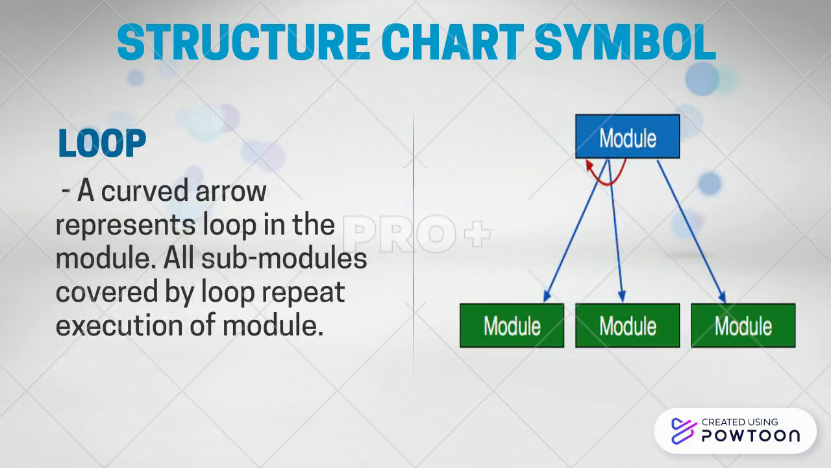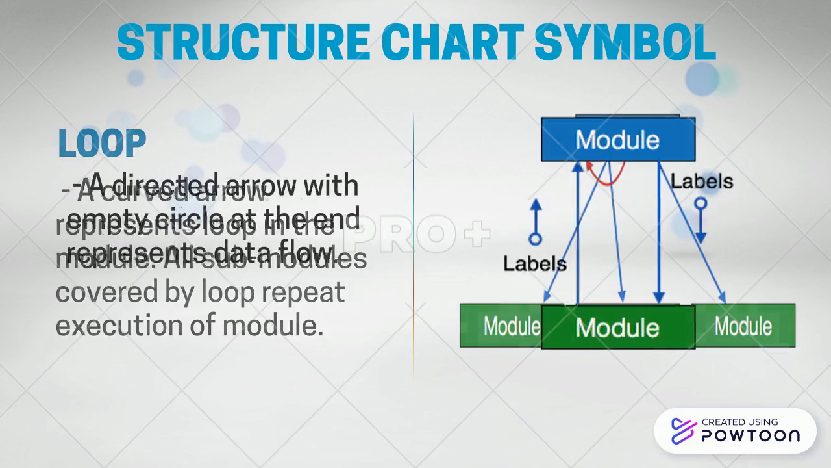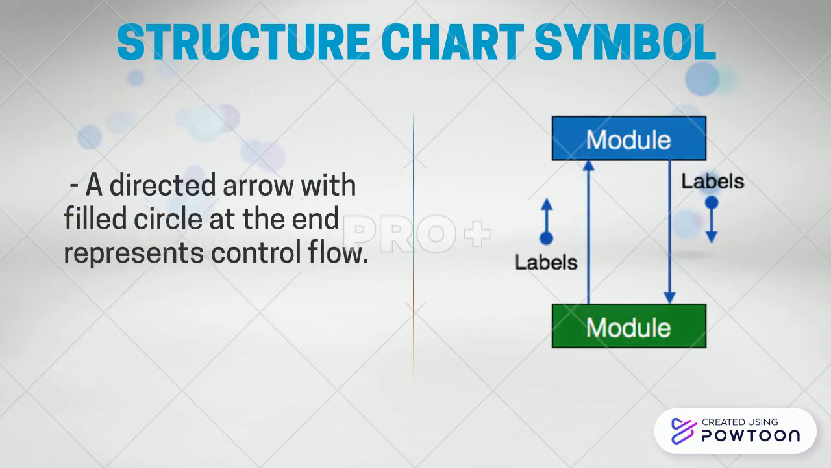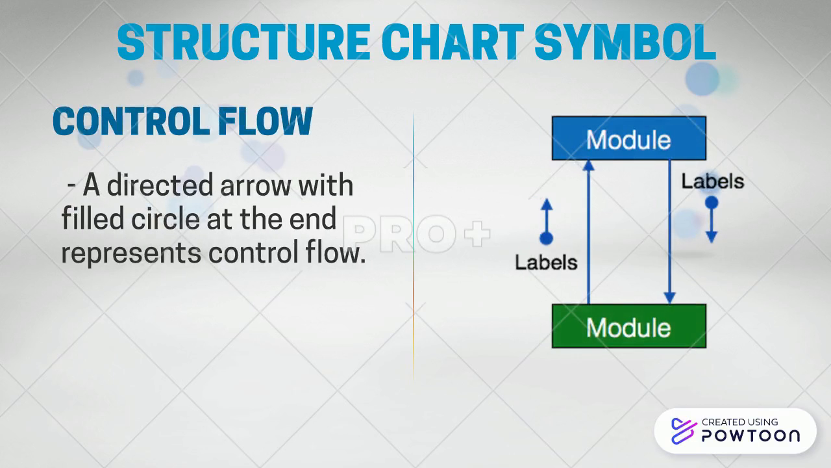A loop is represented by a curved arrow in the module. All submodules covered by the loop repeat execution of modules. Data flow is represented by a directed arrow with an empty circle at the end. A control flow is represented by a directed arrow with a filled circle at the end.